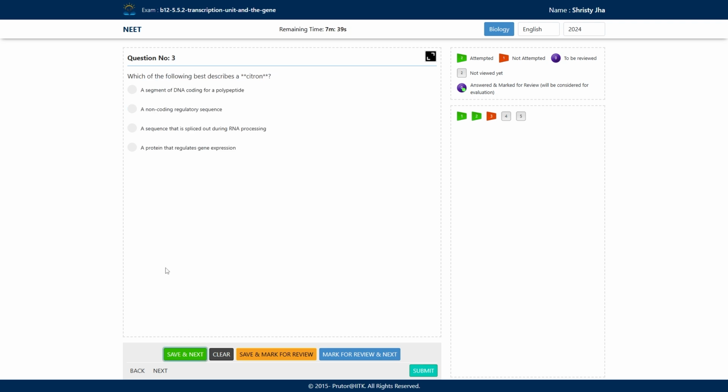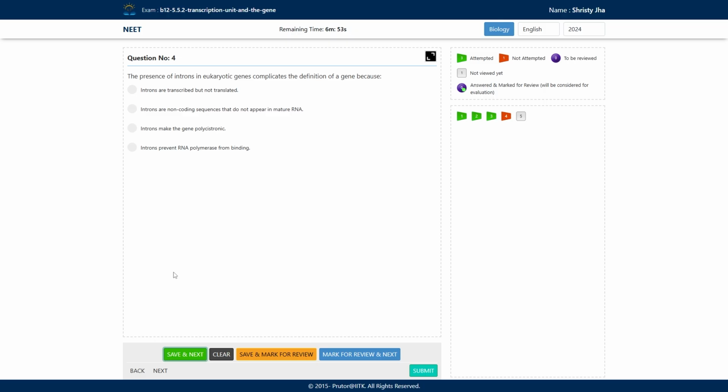Next question, which of the following best describes a cistron? First, a segment of DNA coding for a polypeptide; a non-coding regulatory sequence; a sequence that is spliced out during RNA processing; or a protein that regulates gene expression. So what describes a cistron? It will be a segment of DNA which is coding for a polypeptide. It is actually a cistron. It's not citron, it is cistron.